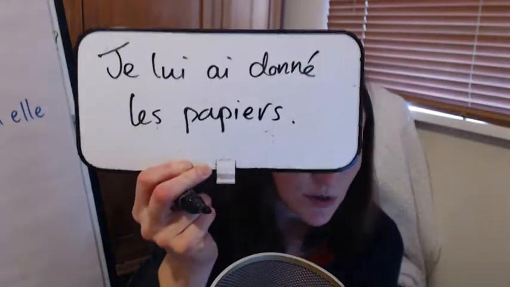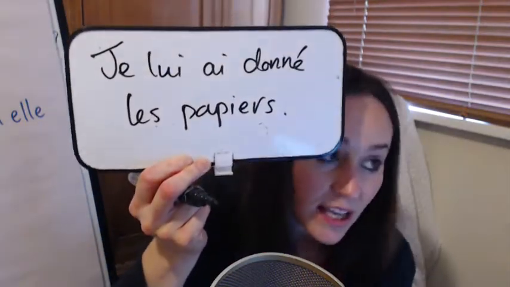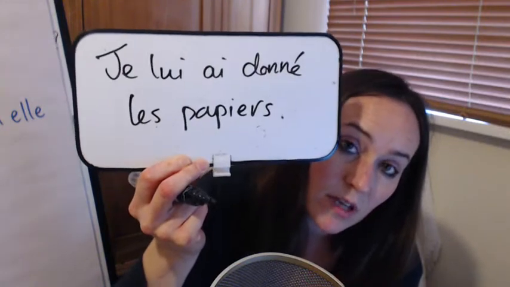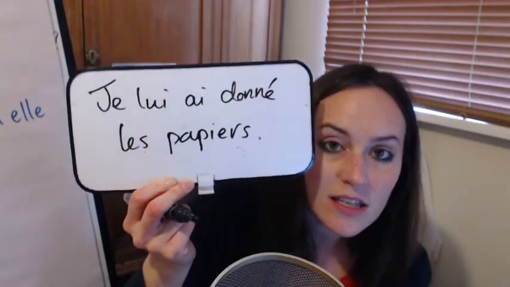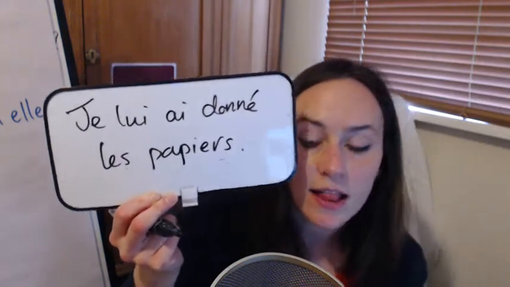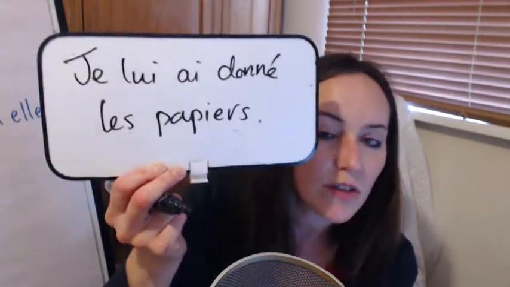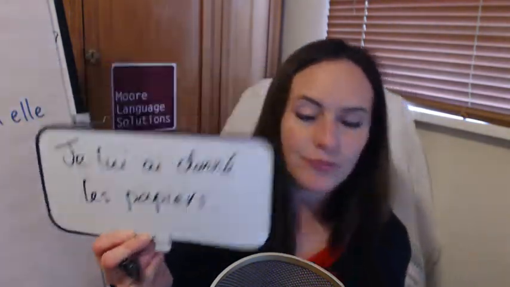So let me write that in the full form so you can see it. Je lui ai donné les papiers. I to him gave the papers. Okay? Now, if you were just reading that sentence, it could mean I gave to her the papers. Lui replaces either à lui or à elle. So it can be either I gave to him or I gave to her.